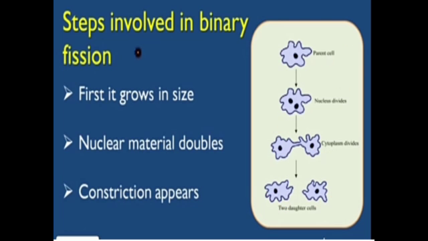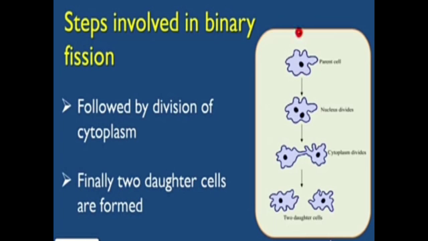So here is a revision of the steps involved in binary fission. As I told you in the previous slide, first the parent cell grows in size and the nuclear material doubles. The nucleus doubles, then constriction appears. This is the constriction. Then it is followed by the division of the cytoplasm. So the cytoplasm divides and finally two daughter cells are formed. This is the process of binary fission.